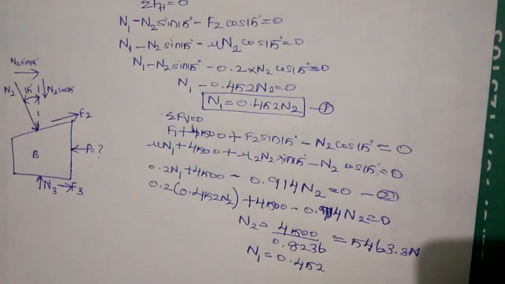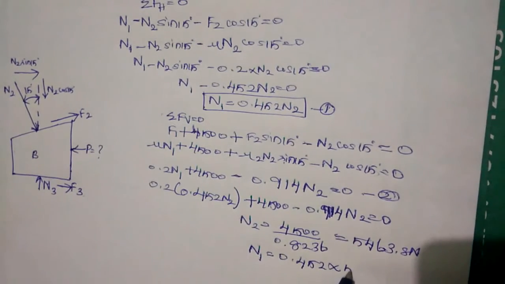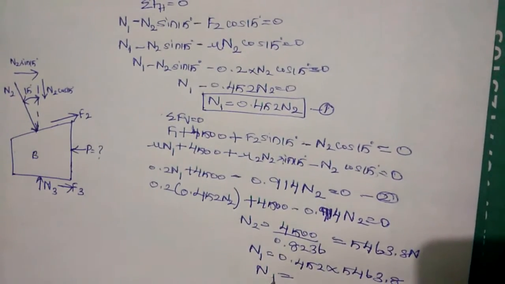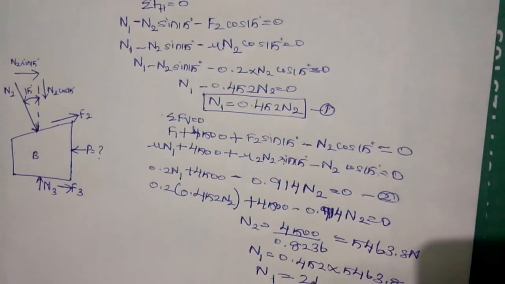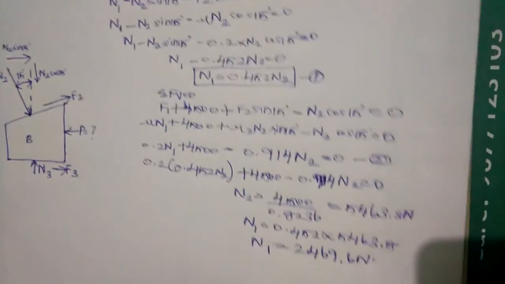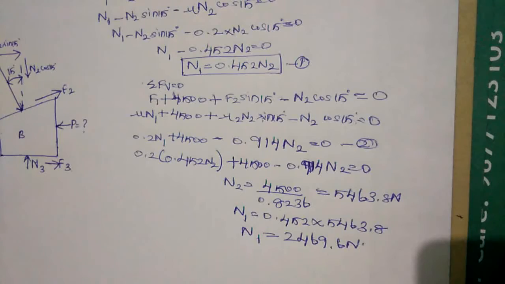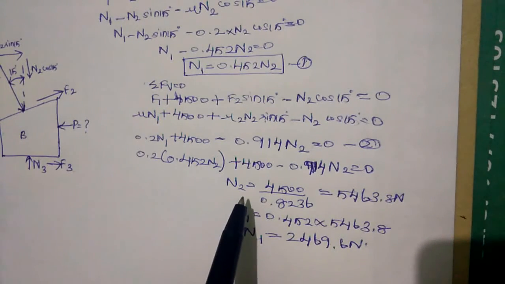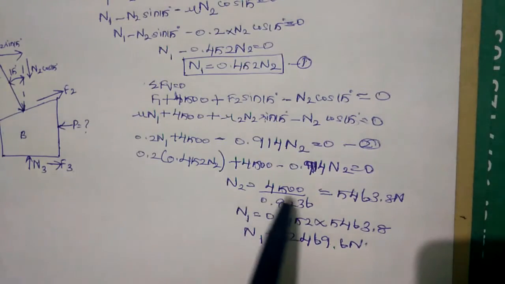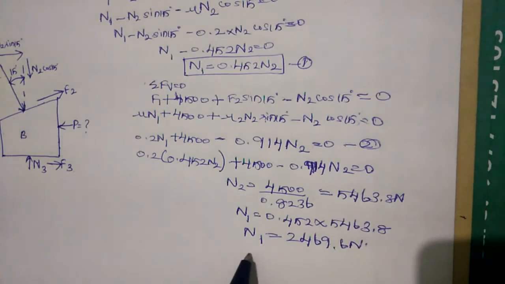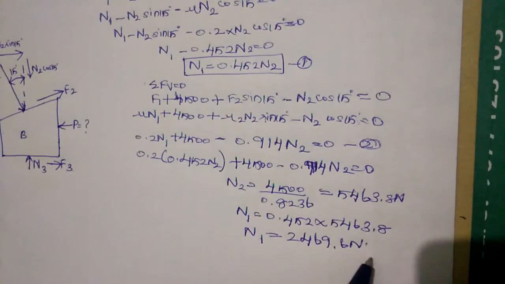Therefore N1 is equal to 0.452 into 5463.8, which is equal to 2469.6 Newton. Therefore the normal reaction of the block with the wedge is 5463.8 Newton. The normal reaction of block with the wall is 2469.6 Newton.